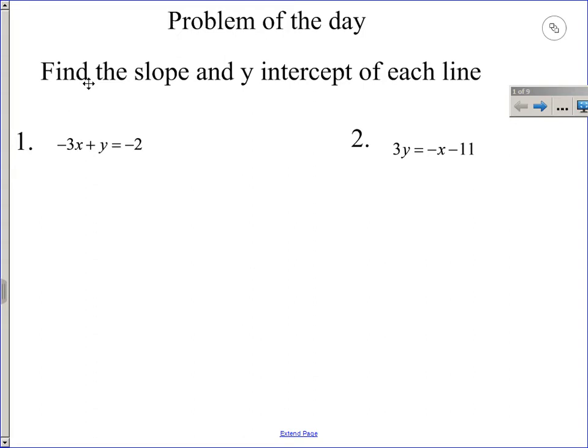Hello and welcome to the second part of 5.9. To get started, I'd like you to find the slope and the y-intercept of each line. So pause the video and just take a moment to do that for each of these two equations.